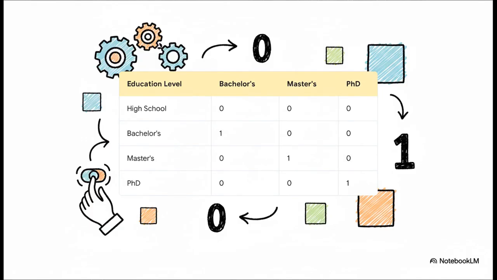And this table just brilliantly shows how it all comes together. Look, for someone with a PhD, the PhD dummy variable gets a 1, and the others are 0. Simple enough. But now look at the row for high school. All 3 of our new dummy variables are set to 0. That's the signal. When all the switches are off, the model knows it's looking at our baseline, our reference group.